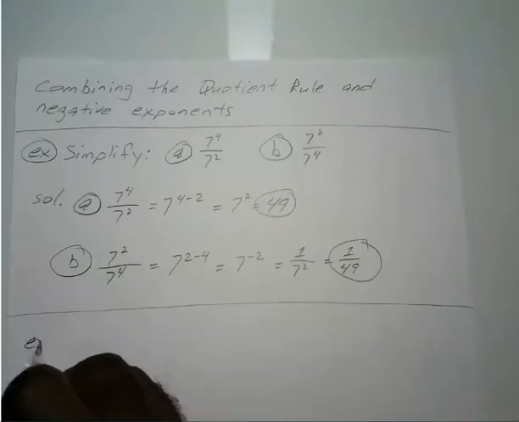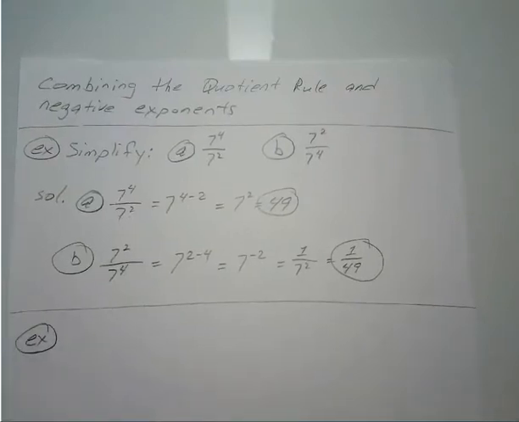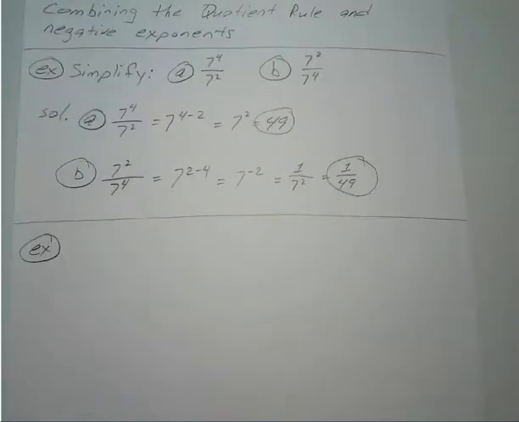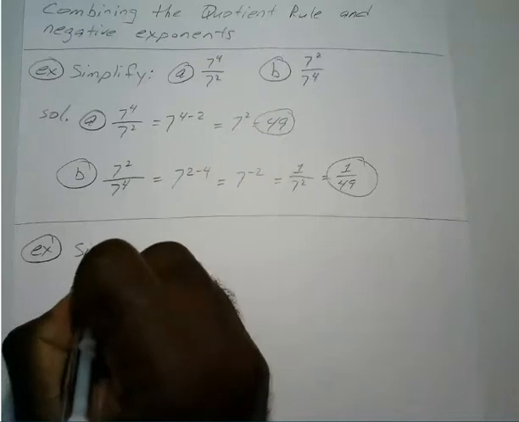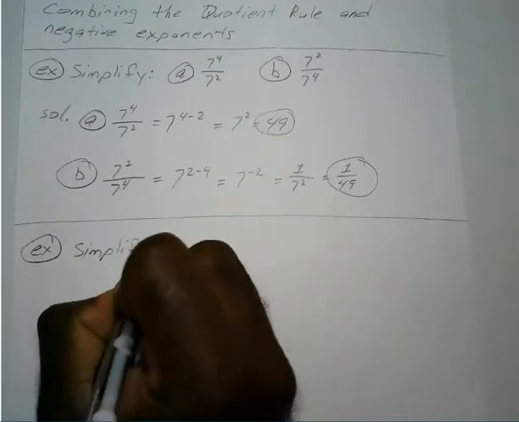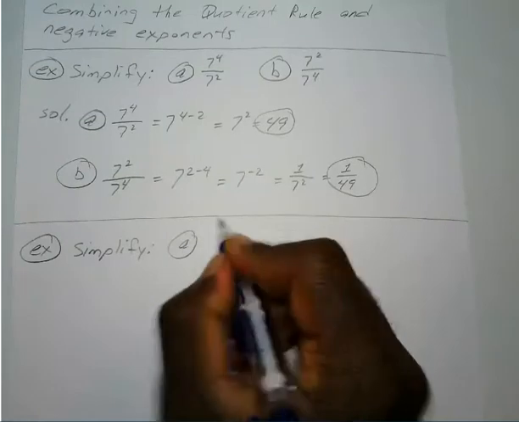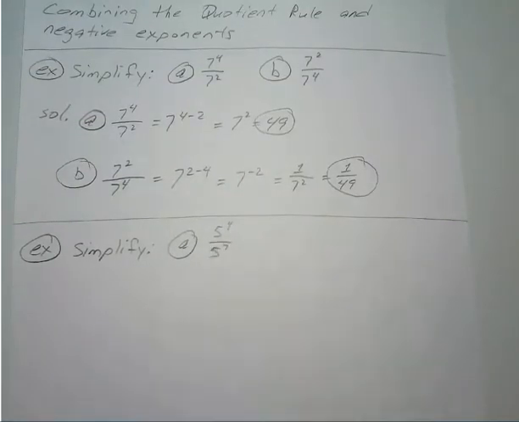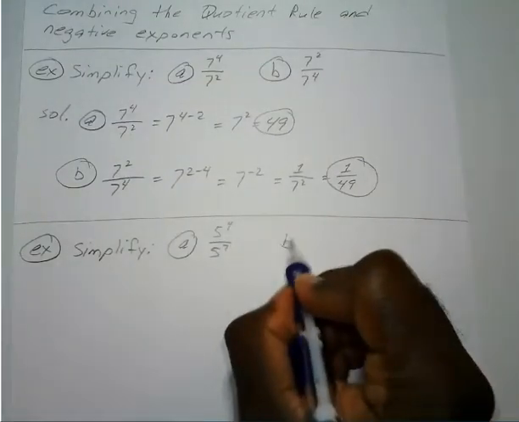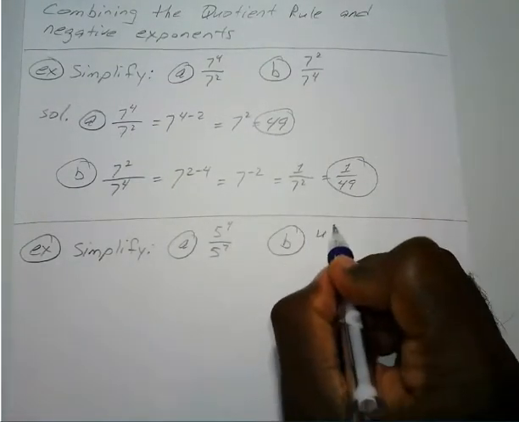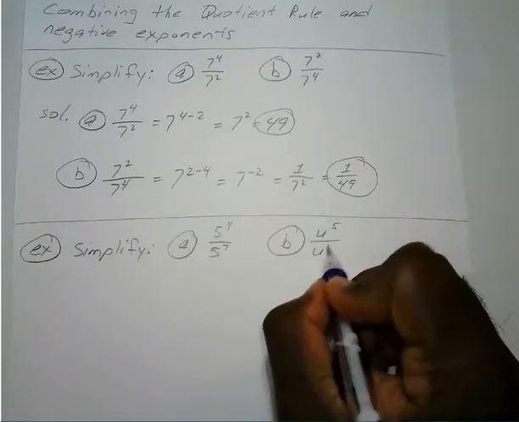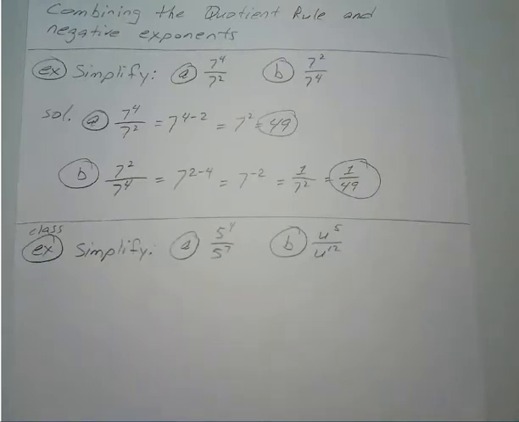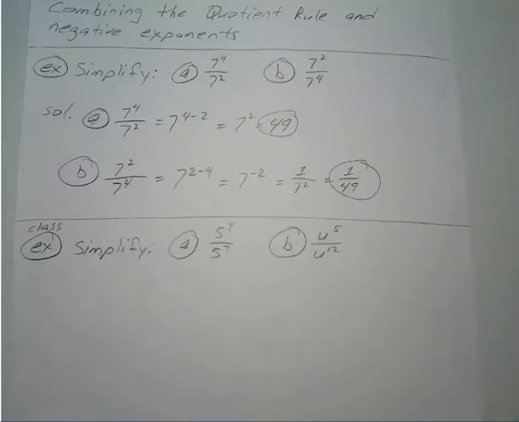Alright, so let's say for our next example, we want to simplify, say for problem A, 5 to the 4th over 5 to the 7th power. Let's say for B, you have u to the 5th power over u to the 12th power. And what I want you to do is press pause and work on these two yourself.